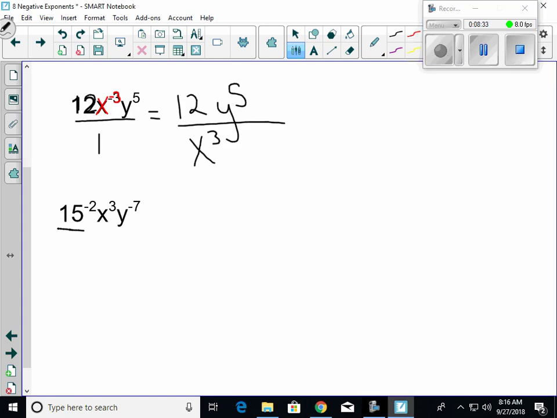Okay, this third one, put it over 1 so I can tell which is the numerator, which is the denominator. Okay, this time the 15 is an issue. It's raised to a negative power. Okay, so the 15 is a numerator. It needs to be a denominator. The x is okay. The x is to a positive exponent, so the x I'm going to leave alone. The y also has to be moved. The y is to negative 7. It needs to be moved to the denominator, y to the positive 7th power.